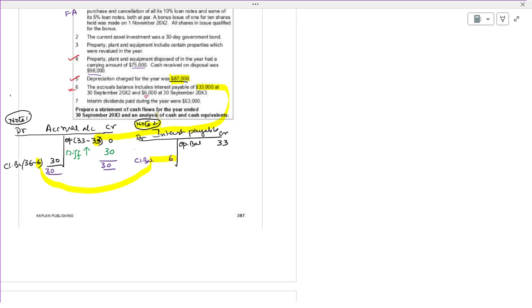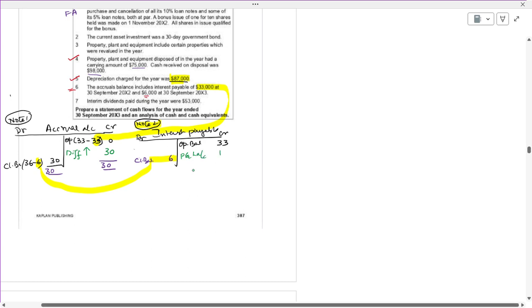Now, in the profit and loss account, how much is the finance cost they have given? How much have we added? 19. Liability. We have to take the liability, that is what we are adding. We have added 19.